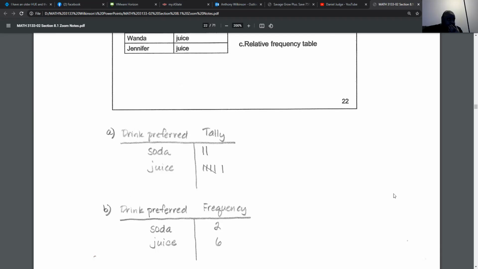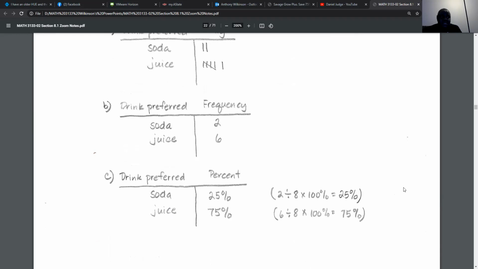And now part B. Here's the frequency table for that. Well, that's just simple. The drink preferred still soda and juice, and then the tally, there were 2 that prefer soda, so that's the number 2. And then for juice, we write the number 6. And now for the relative frequency table is this. Here we use a percent.